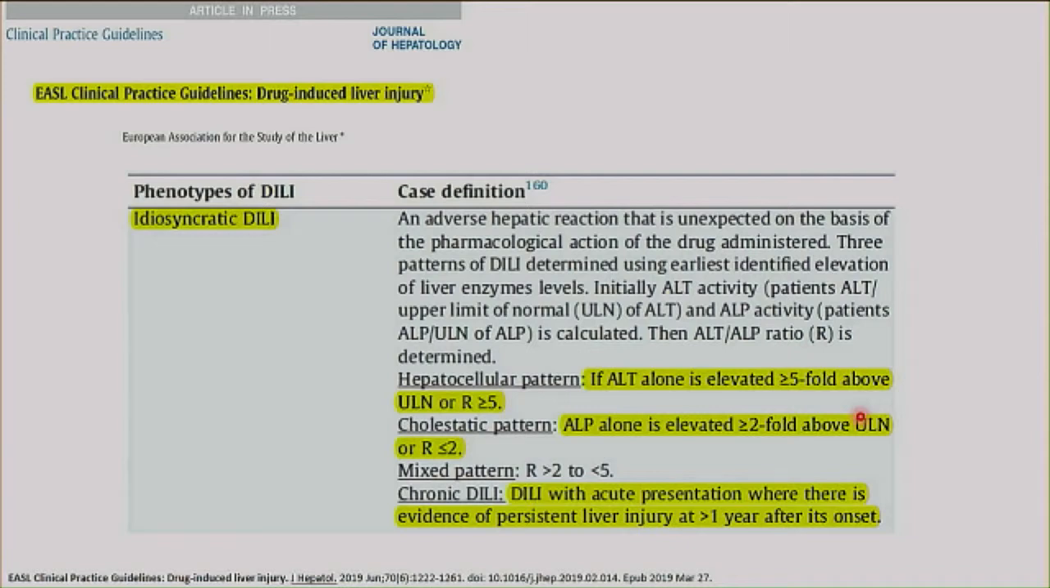Total bilirubin, and they use the cutoff 5-fold above. It looks like a hepatocellular pattern. And if it's between 2 and 5, maybe a cholestatic pattern. If combined with the ALP, and the ALT-ALP ratio is under 2, we can predict maybe a cholestatic pattern. And chronic delay, like what I told you before, it can persist until 1 year, more than 1 year.